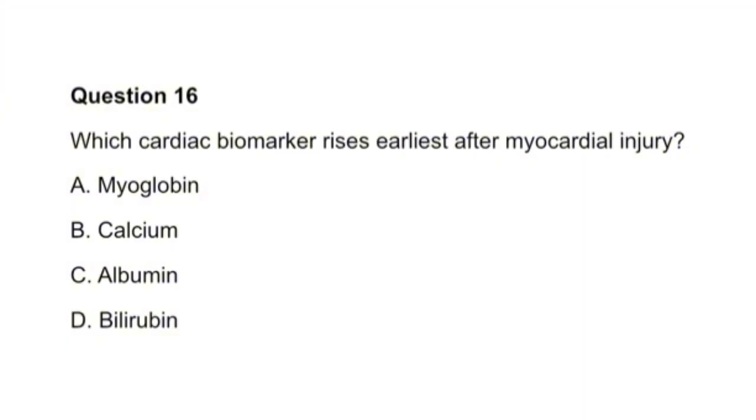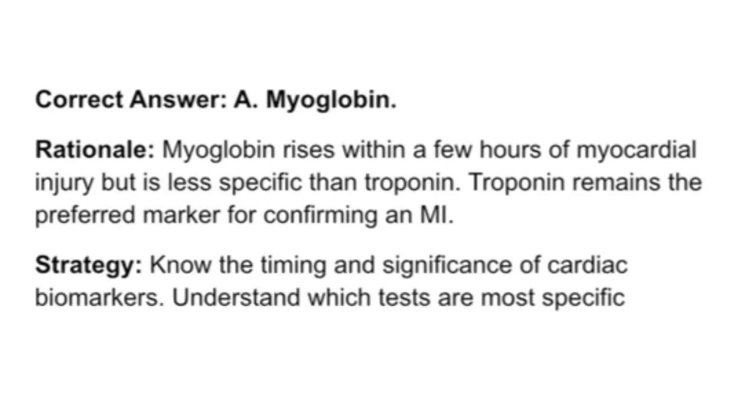Question 16. Which cardiac biomarker rises earliest after myocardial injury? A. Myoglobin. B. Calcium. C. Albumin. D. Bilirubin. Correct answer, A. Myoglobin. Rationale: myoglobin rises within a few hours of myocardial injury but is less specific than troponin.